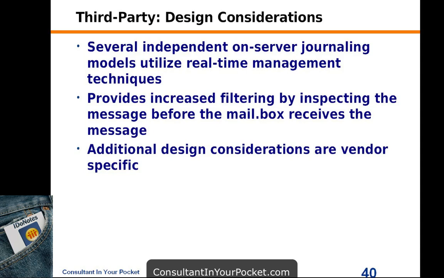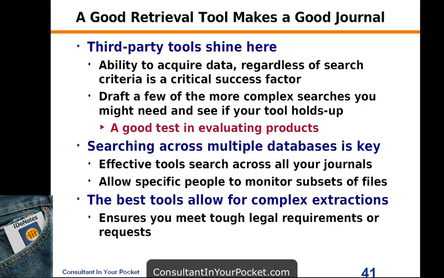Now, providing increased filtering is also important, and you get this by inspecting the message before the mail.box receives the message. So that's what the third-party tool can also provide: before it gets the message, because they have the hook in there, they'll grab it before it actually gets delivered. So there are additional design considerations. Every vendor does this a little differently, so it's just important to know how they do it and whether or not that's going to mesh with your culture.